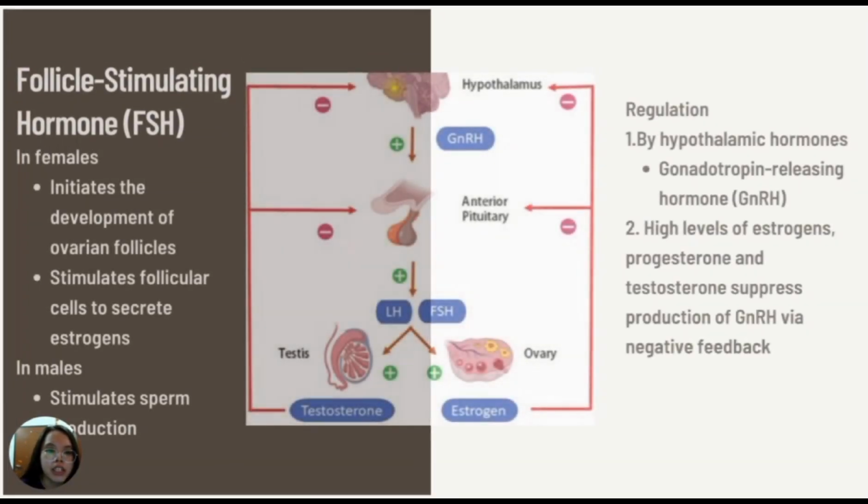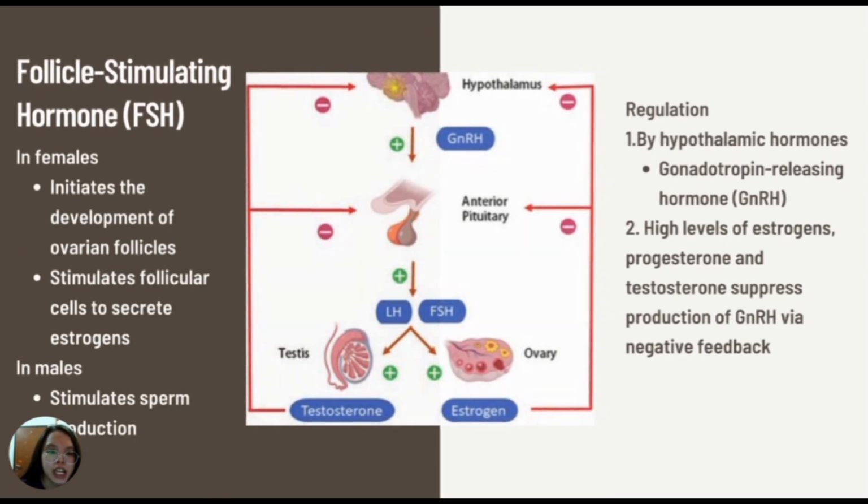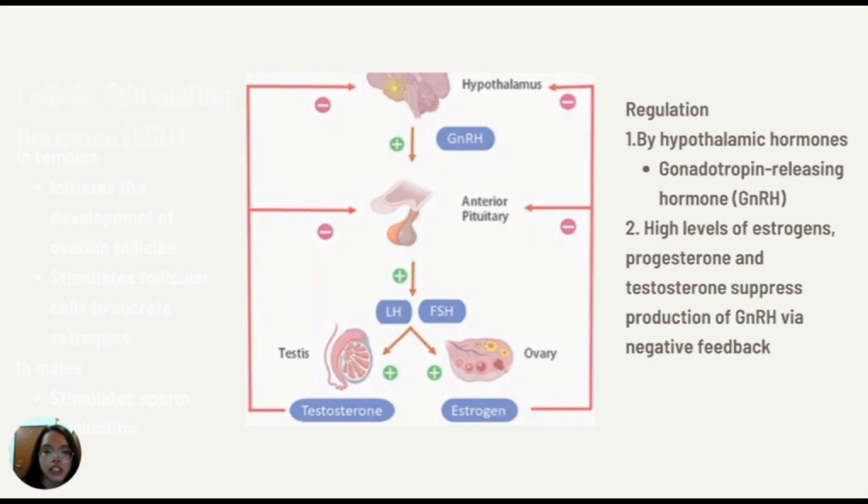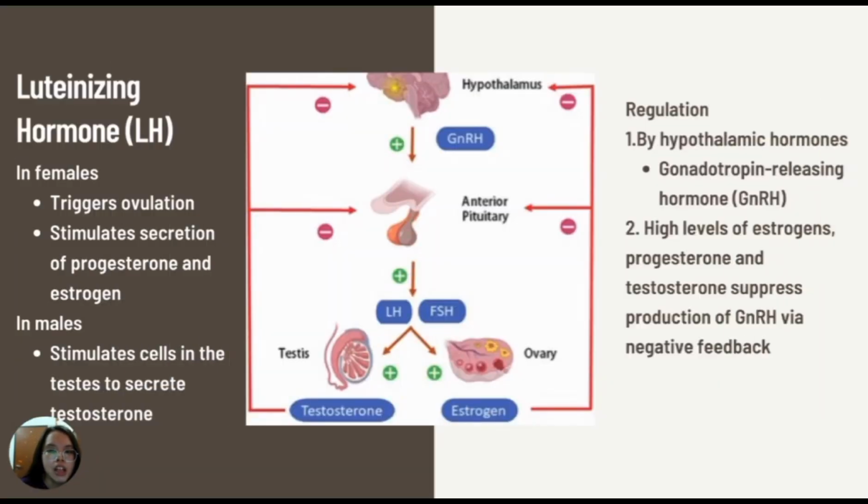In females, follicle-stimulating hormone, FSH, initiates the development of ovarian follicles and stimulates follicular cells to secrete estrogen, while in males, FSH stimulates sperm production in the testes. Luteinizing hormone, LH, triggers ovulation and stimulates secretion of progesterone and estrogen in females, while in males, LH stimulates cells in the testes to secrete testosterone.